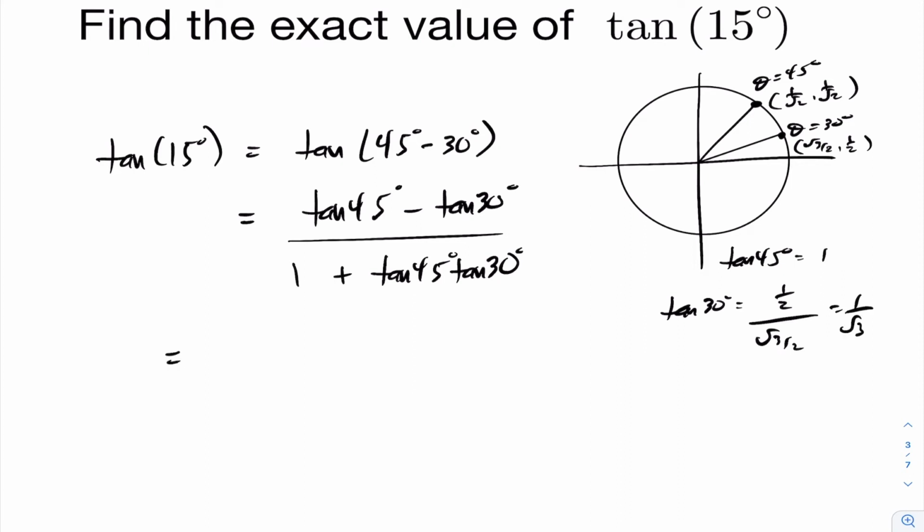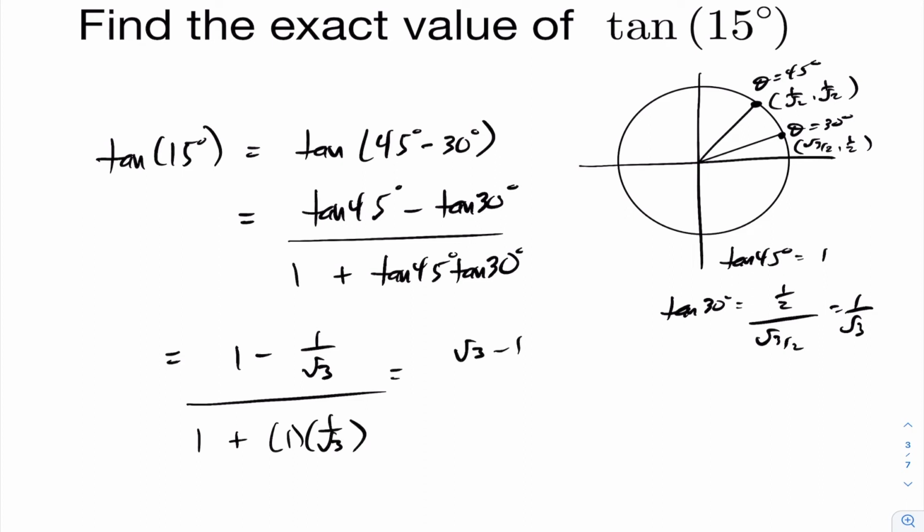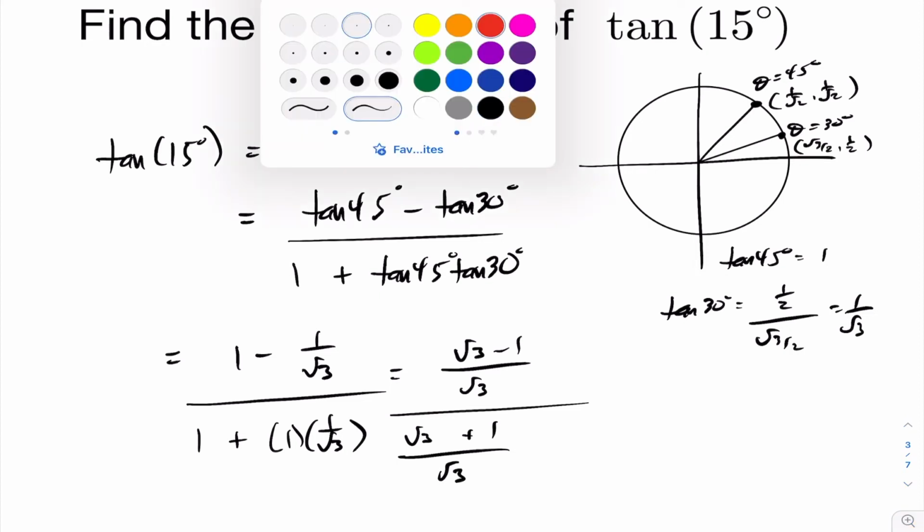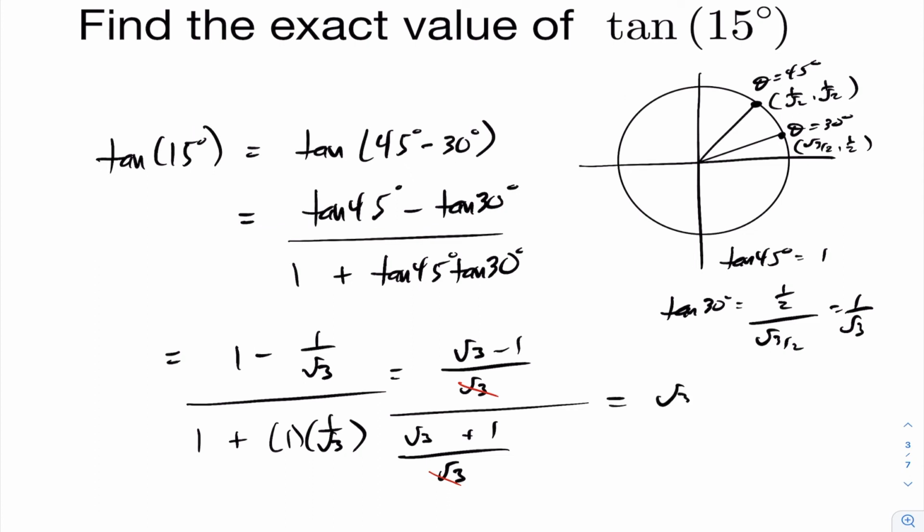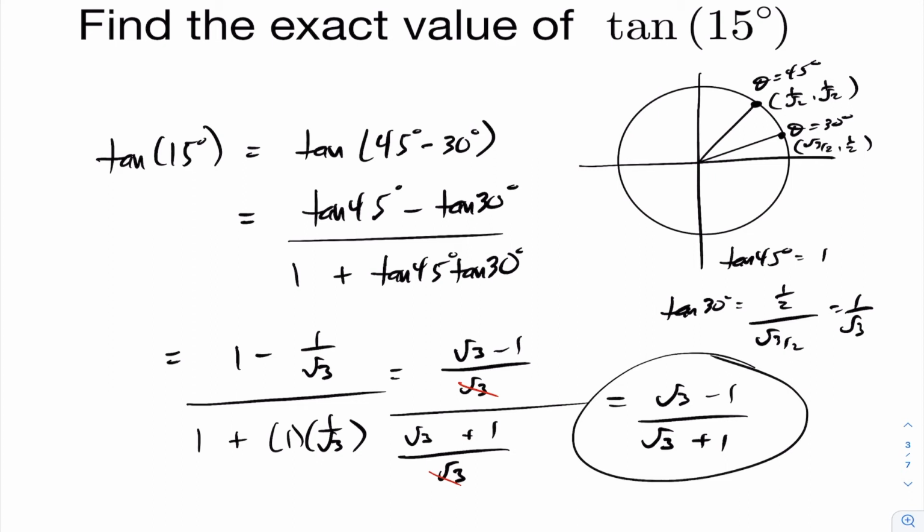So substituting this all in here, we get 1 minus 1 over root 3 divided by 1 plus 1 times 1 over root 3. And cleaning this up, we get root 3 minus 1 over root 3 divided by root 3 plus 1 over root 3. You'll see here we get cancellation in the root 3s, and our final answer becomes root 3 minus 1 over root 3 plus 1. And there, that gives us an exact value of the tan of 15 degrees. Let's take a look at another example.